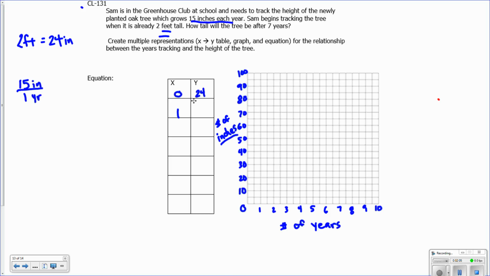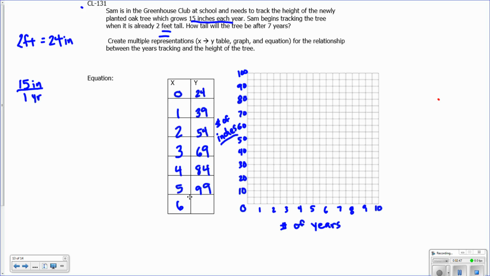After 1 year, we would end up with 39 inches. We're just adding 15. After 2 years, we're going to add another 15, so we're going to be at 54 inches. 3 years, we're going to be at 69 inches. 4 years, we're going to be at 84 inches. After 5 years, we're going to be at 99 inches.